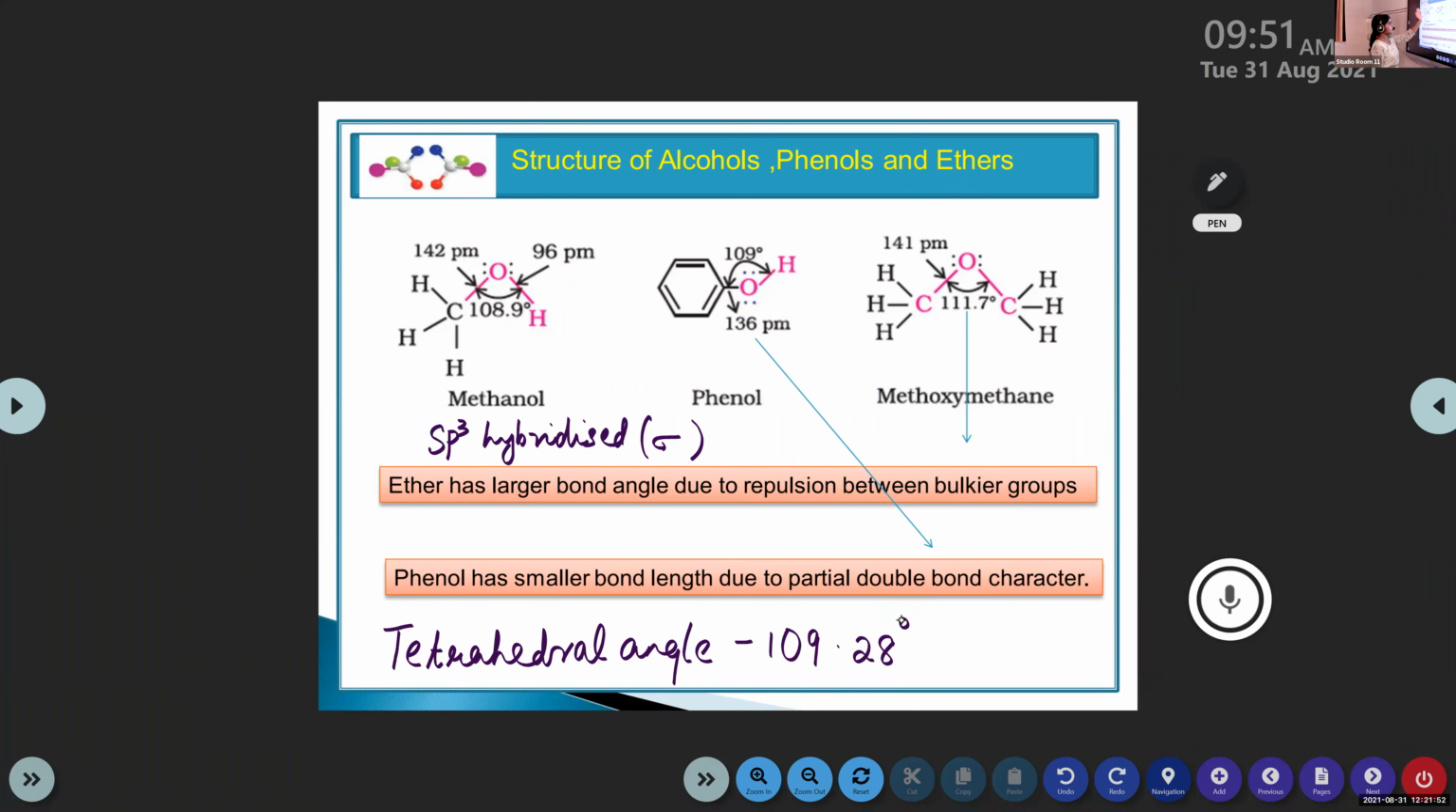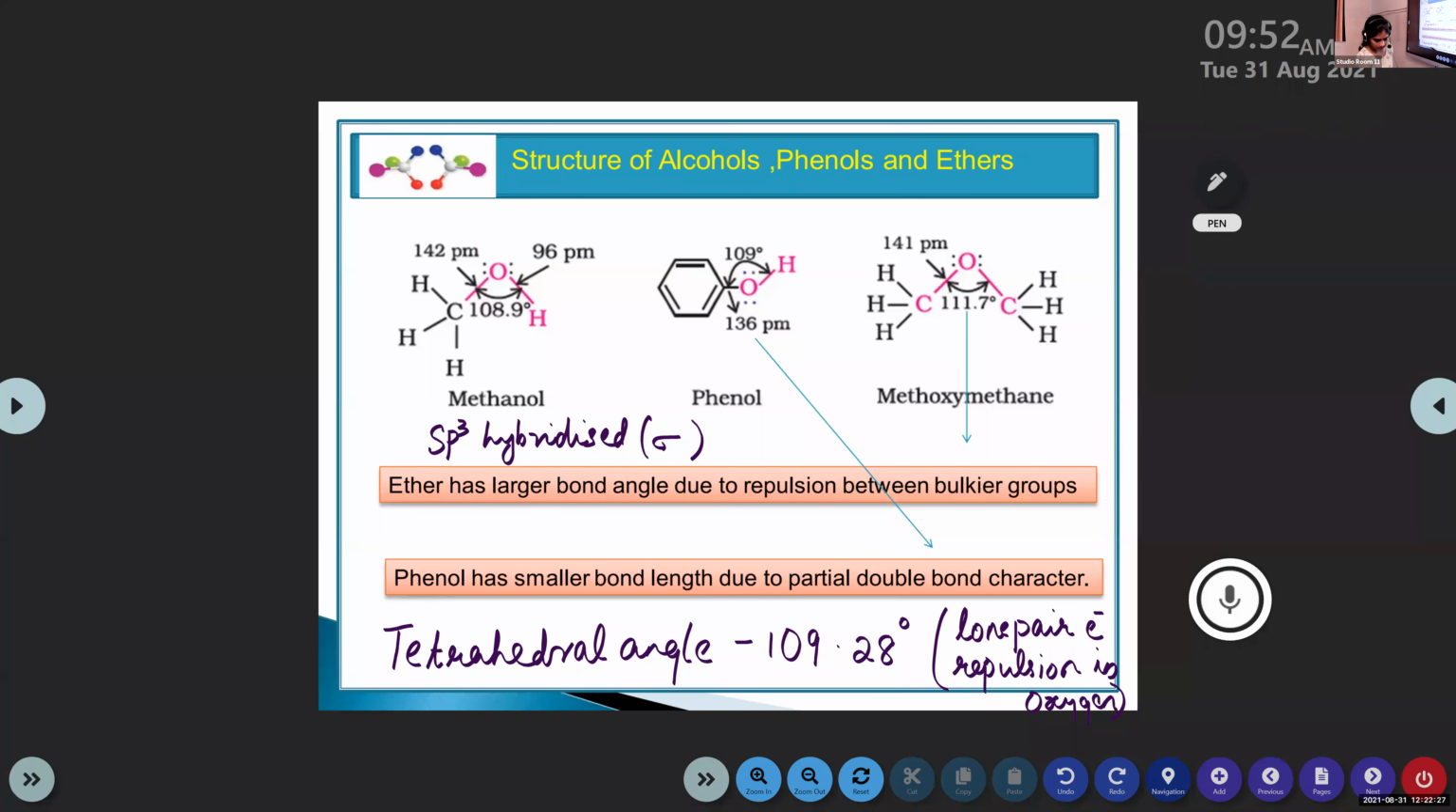So in the case of carbon and oxygen, both are sp3 hybridized atoms. So there will be a sigma bond formed between carbon and oxygen. And in the case of their angle, here it is 108.9 degree. It is slightly less than the tetrahedral angle. And the reason is the lone pair electron repulsion in the oxygen atom. That's about methanol.